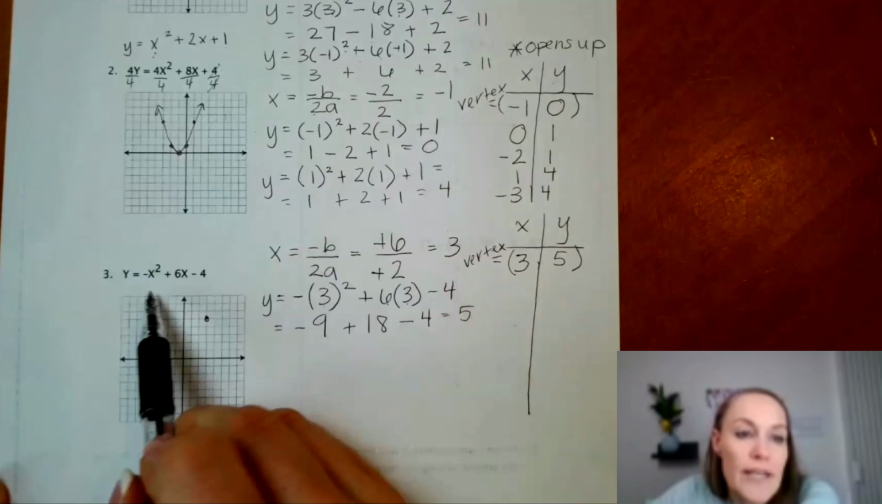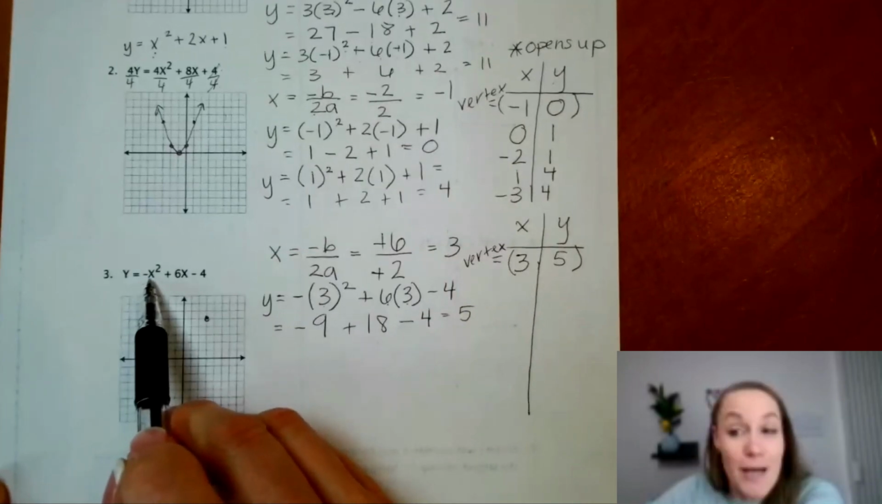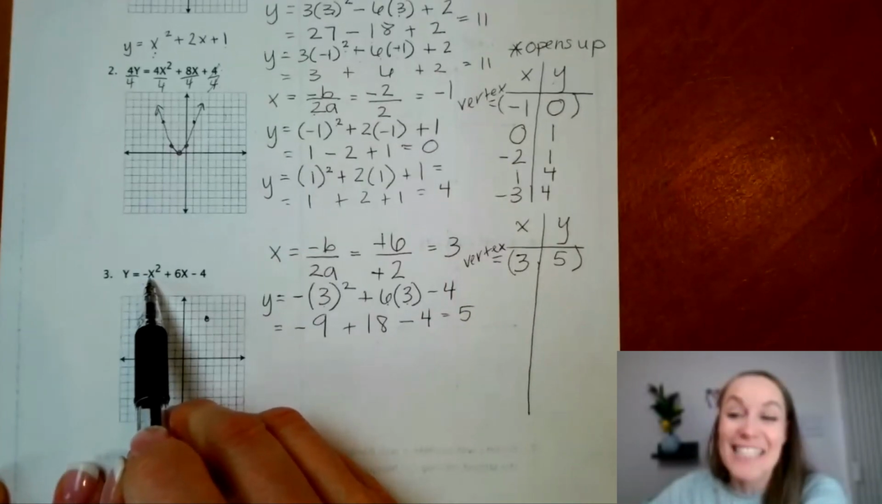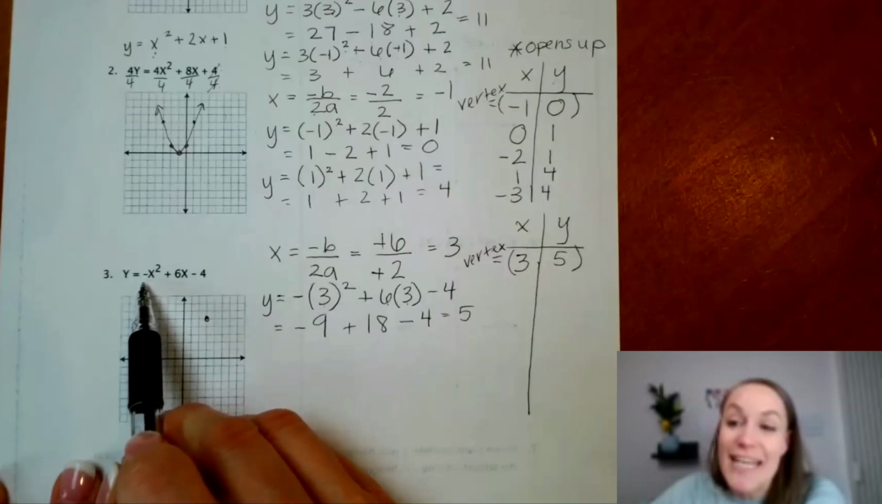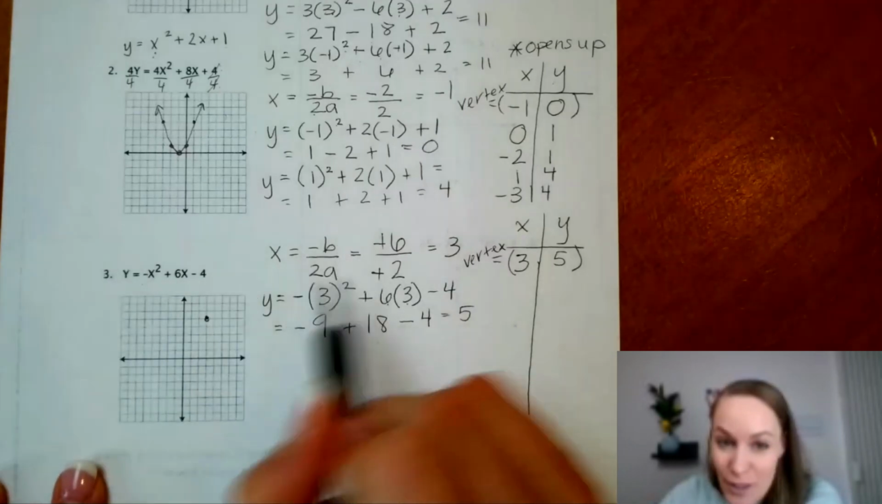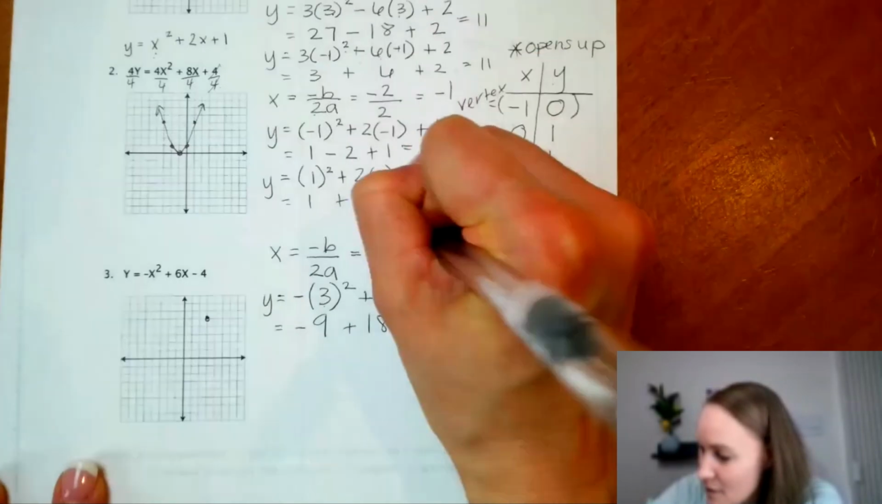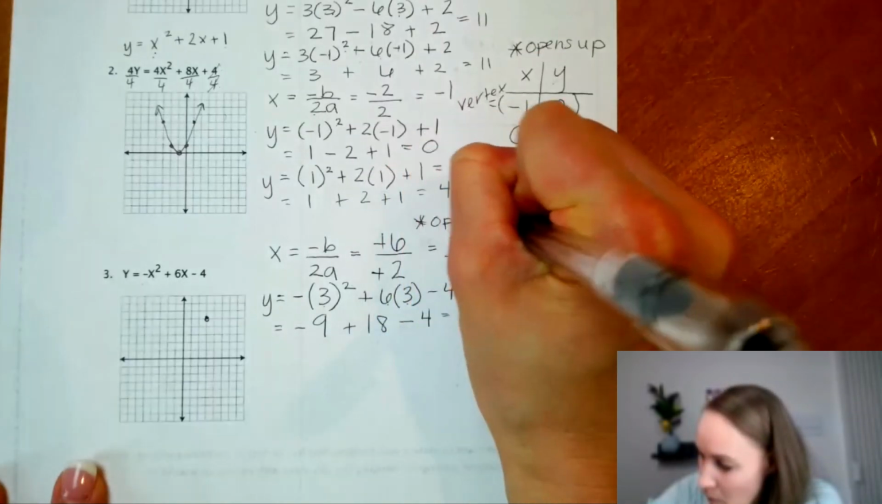And what is my coefficient of x squared? Is it positive or negative? It's negative. So that means it's going to open down. So I'd like to write myself a little note somewhere. I'm going to say opens down.